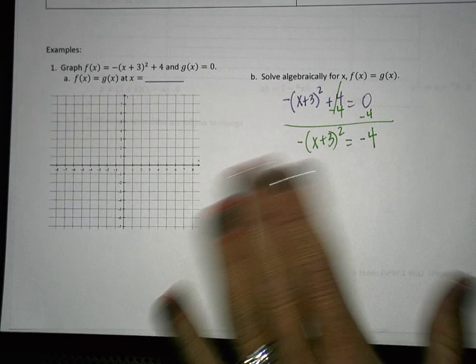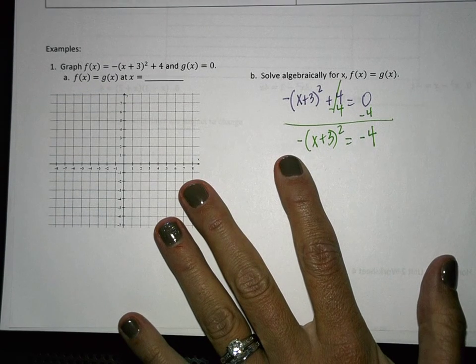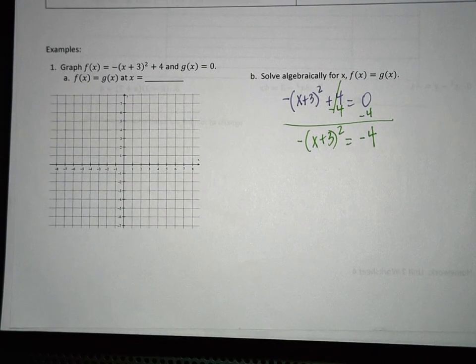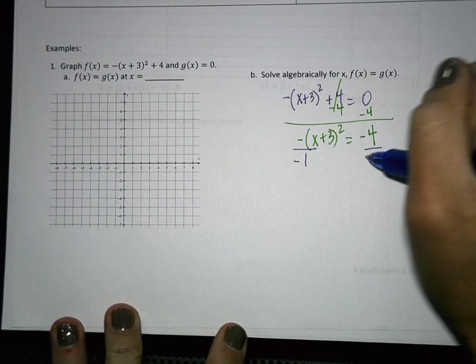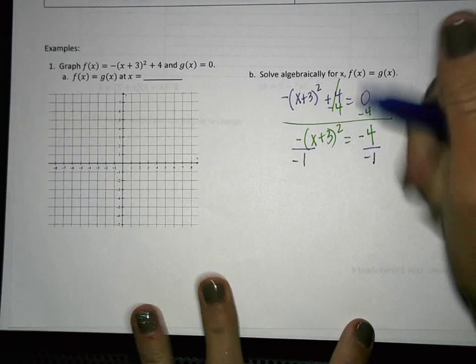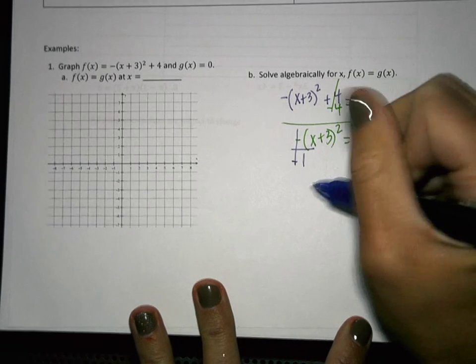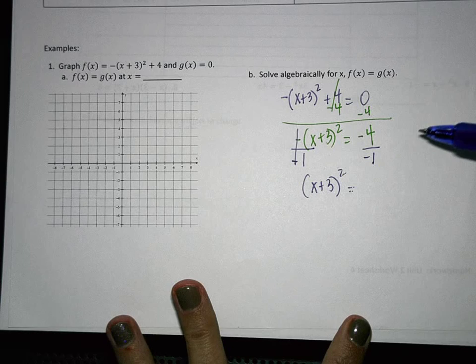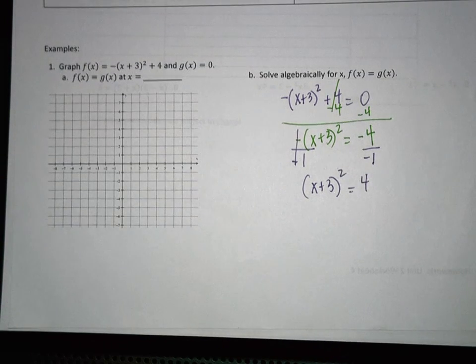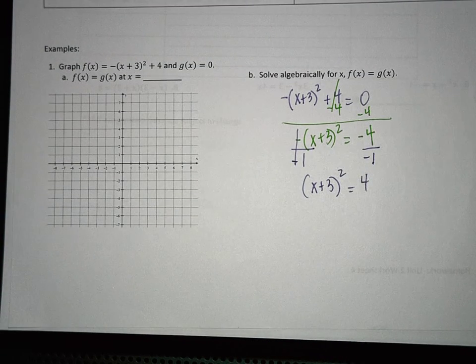So you have to get rid of all the adding and subtracting before you can do multiplication and division. Now what would I do in order to get rid of the negative in front? Good. We have to divide both sides by negative 1. You are not going to distribute things here through a parenthesis. So these cancel. We get x plus 3 squared equals what? 4.